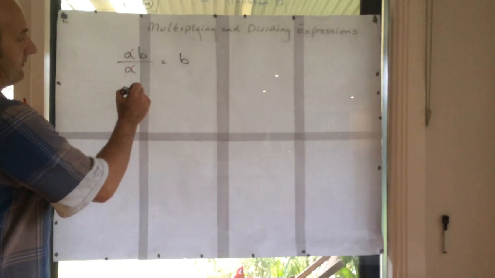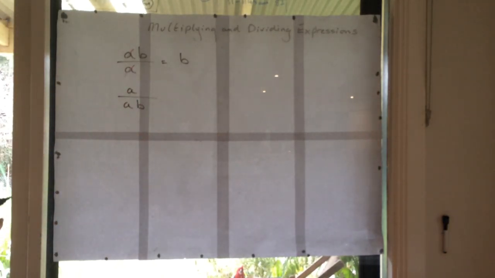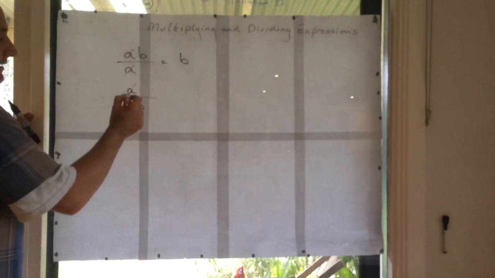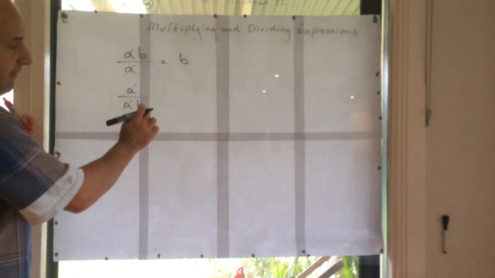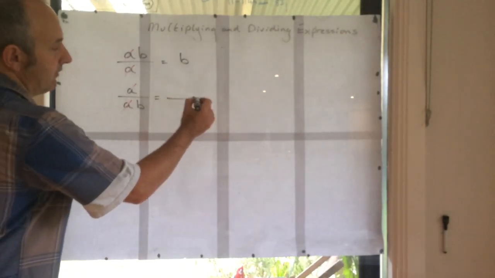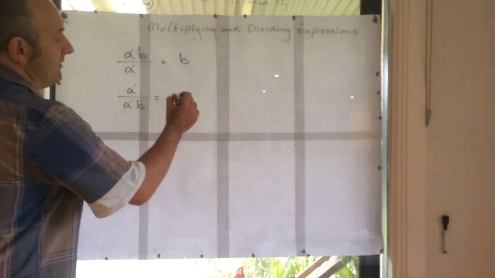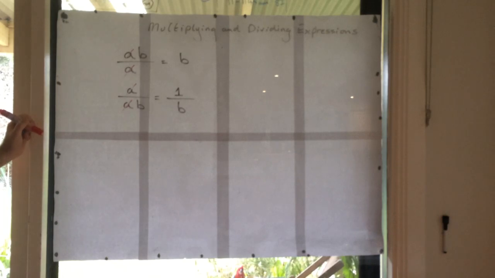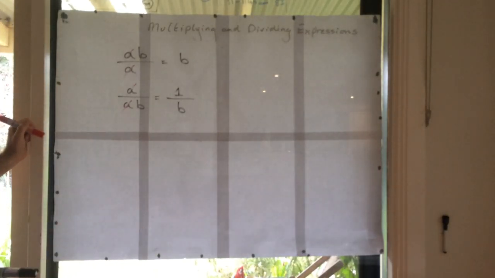Alright, what if we do this? A over AB. Okay, looks like almost the same question. The A kills off the A. But this time the B's in the denominator. So I'm going to leave the B in the denominator. What do I put in the numerator if it's blank? If ever I've got a blank numerator, I put a 1 there. That's a really important key point. If you've ever got a blank numerator, put a 1 there.